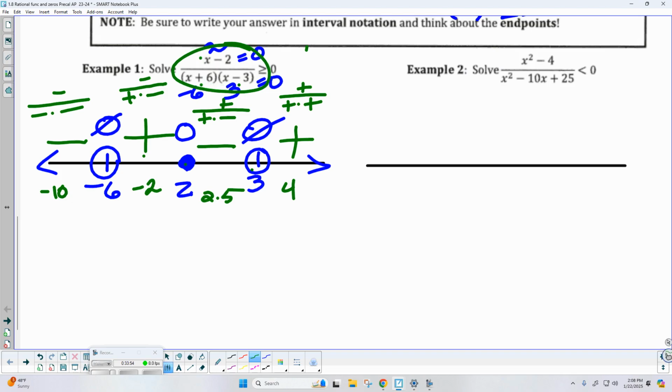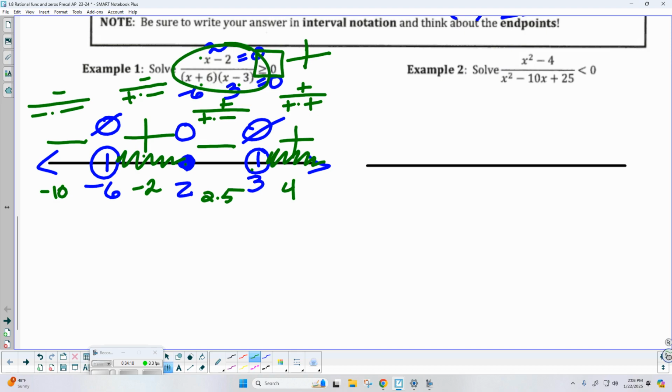How do we know? See, this is why we always compare it to 0. Because it's greater than 0, I want the positive intervals. Okay. Now remember, the sign chart, that's your work.